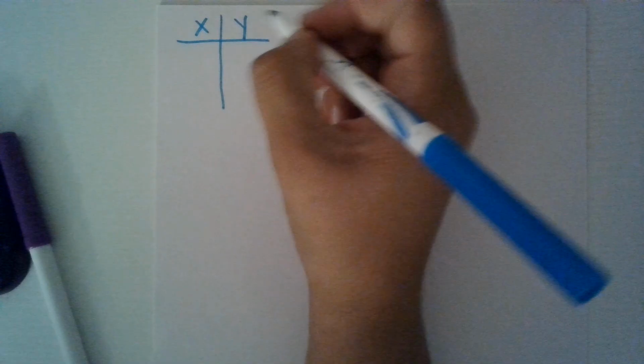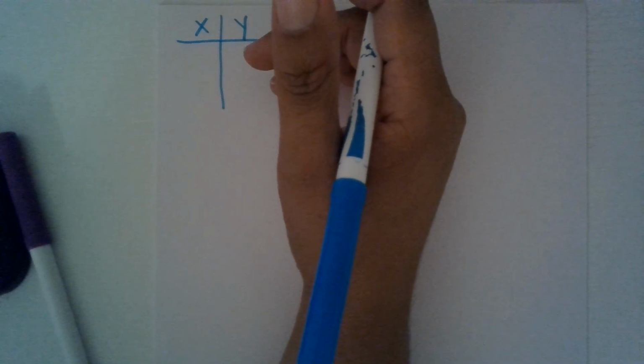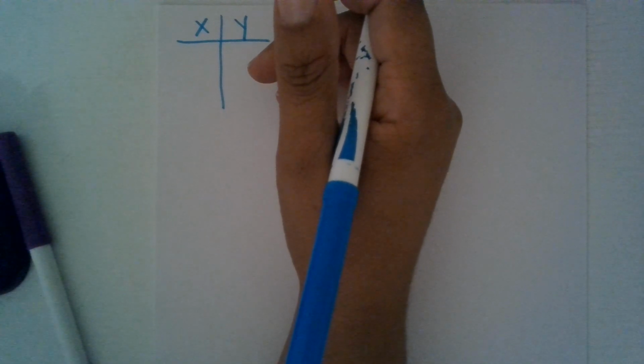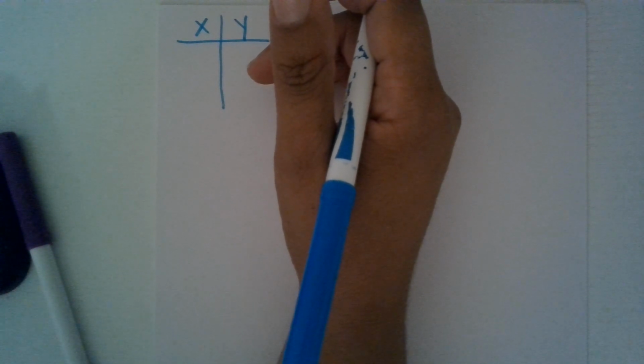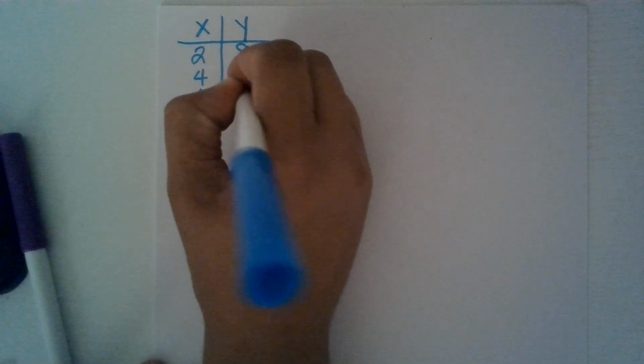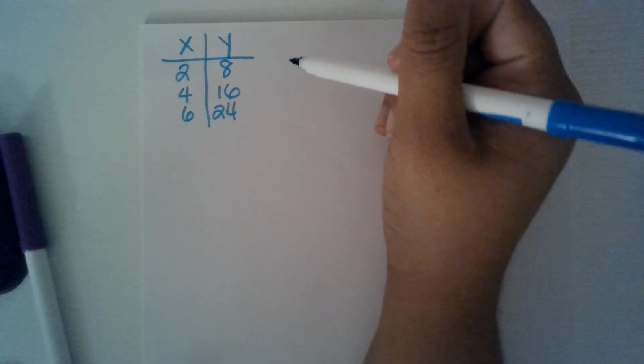When you're given a table, typically it tells you either X or Y values. Oftentimes we are given a table of values and we need to fill in the blanks. Sometimes we're given a table and we need to know if it's proportional. So I'm going to do the first one. I give you a table of values and we're going to determine if yes, it is proportional, or no, it is not.